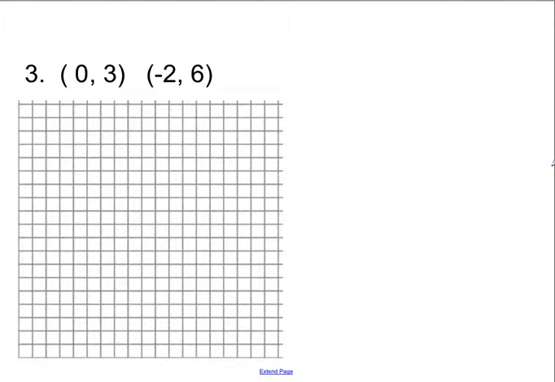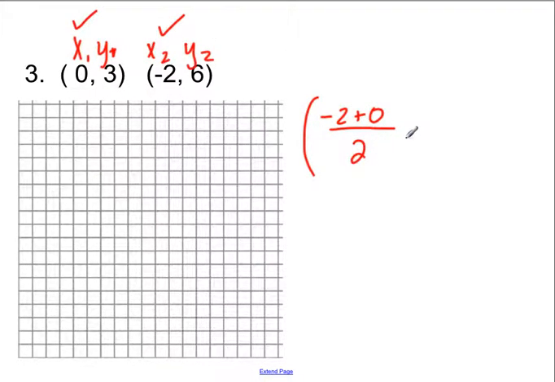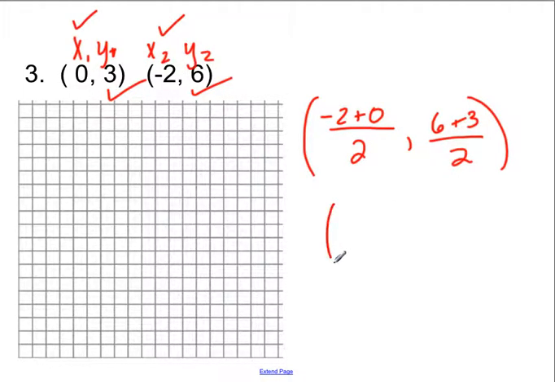Right, and the last one. Can you do these without sketching? Absolutely. You've got the formula. That's what it's there for. Remember, they may not give you this easy of numbers. It might be really large numbers that you can't graph easily. So you add negative 2 plus 0 over 2, and then 6 plus 3 over 2. So that would be negative 2 over 2, and that would be 9 over 2. So your answer should be negative 1 and 9/2.